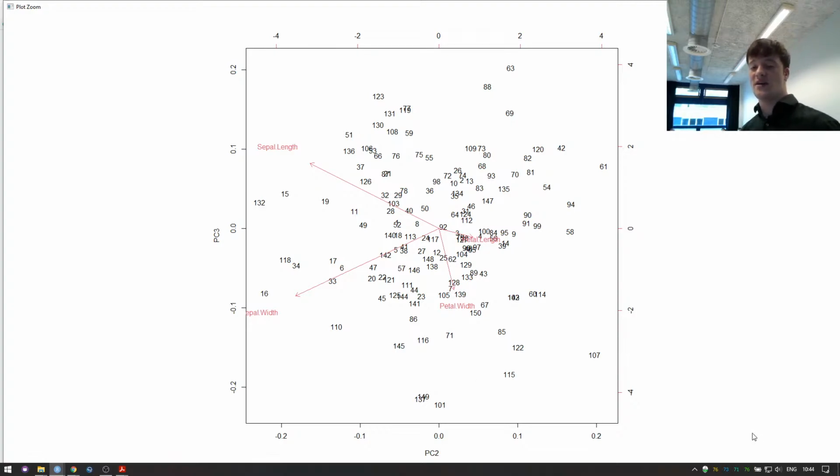So what does this plot tell us? Anyone have an idea? Yeah? Yes, sepal width accounts for the largest part of variance. Yes, definitely. That's one of the things you can conclude. Why? Because it has the largest contribution to PC2 and PC3 in this case.